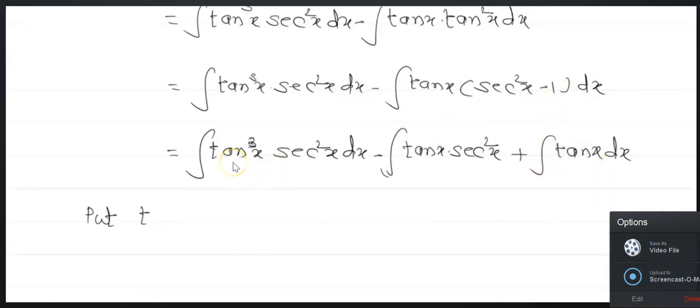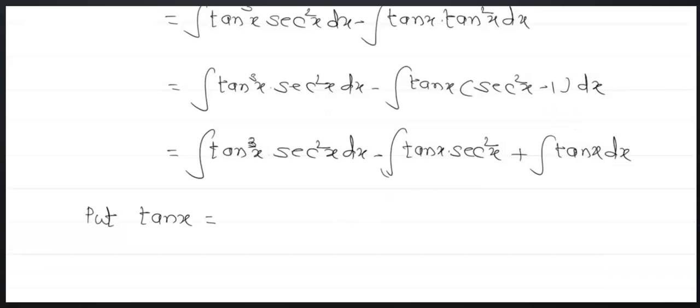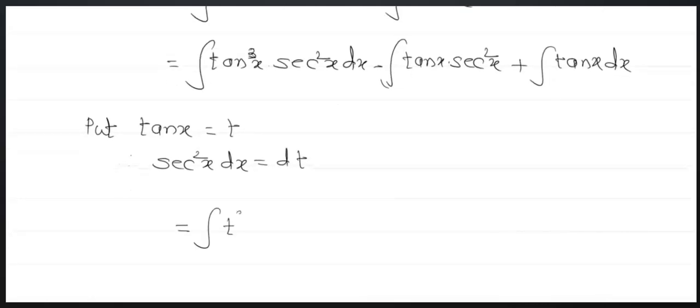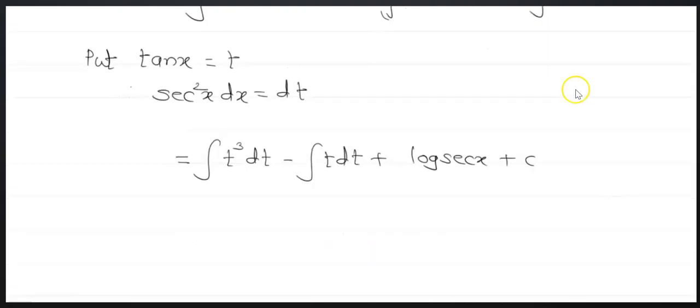Now in this case put tan of x equals t, then its derivative is sec square x, therefore sec square x into dx equals dt in this case also, and we can find out the integral of tan of x, which is log of sec x, and the problem is solved. Now see this here, put tan of x equals t, therefore sec square x into dx equals dt. Therefore the first integral becomes t cube into dt minus integral t into dt plus integral of tan of x, which is log of sec of x plus c.